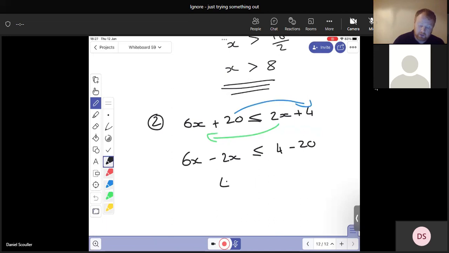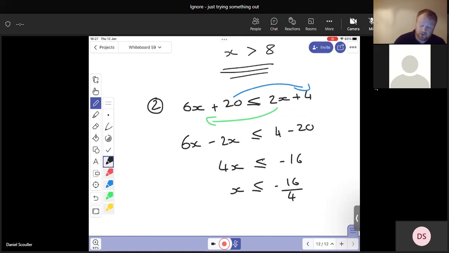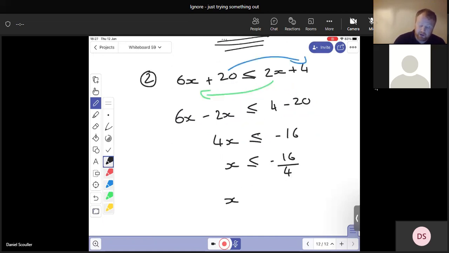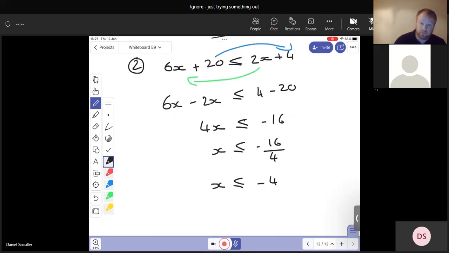Okay, that gives us 4x less than or equal to 4 minus 20, which will give us minus 16. Okay. Need to move this multiple across. Because it's a positive multiple, it doesn't affect the symbol. Doesn't matter that the number on the other side is a negative. Give us that.